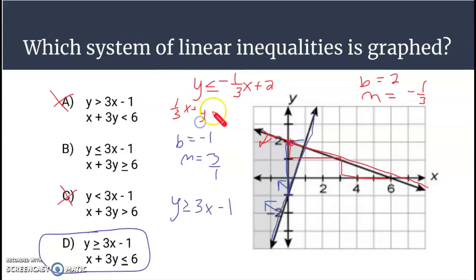That gives y plus 1/3 x less than or equal to 2. And if I multiply everything times 3, we should have it. We'll have x plus 3y less than or equal to 6. There we go. D is the right answer here.